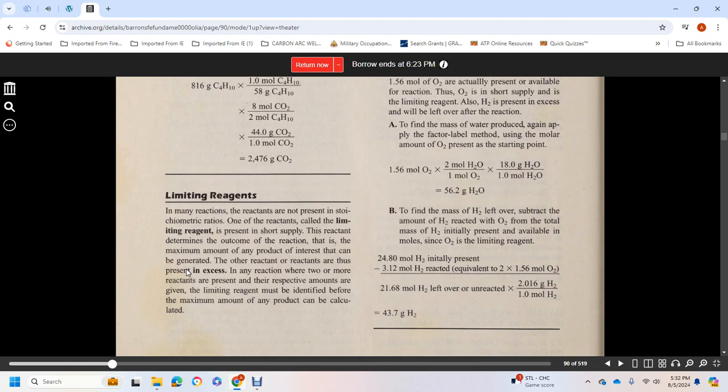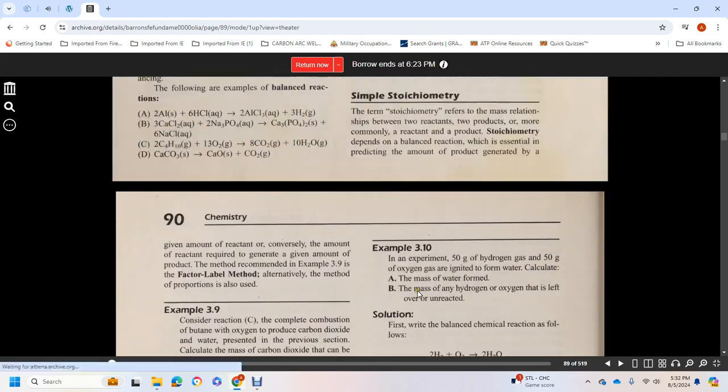Limiting reagents. In many reactions, the reactants are not present in the stoichiometric ratio. One of the reactants, called the limiting reagent, is present in short supply and determines the outcome of the reaction. Thus, it determines the maximum amount of the product of interest that can be generated. The other reactants are present in excess. In any reaction with two or more reactants whose respective amounts are given, the limiting reagent must be identified before the maximum amount of product can be calculated.